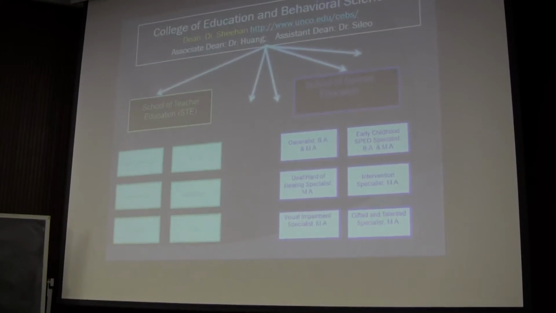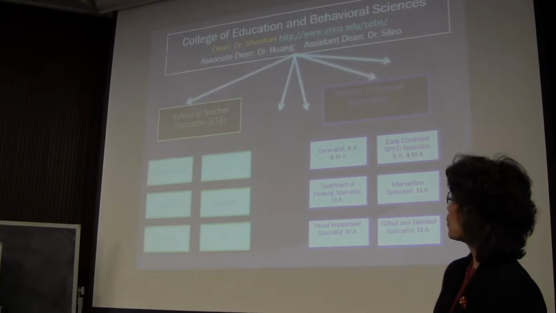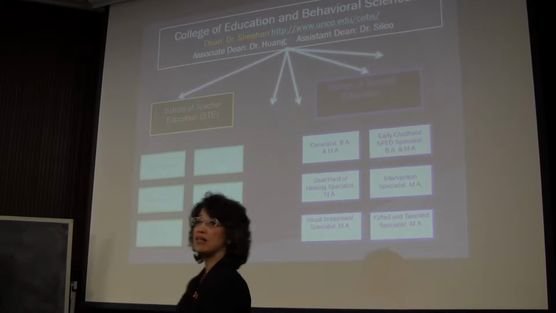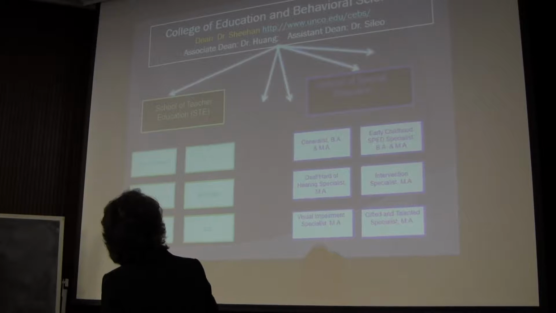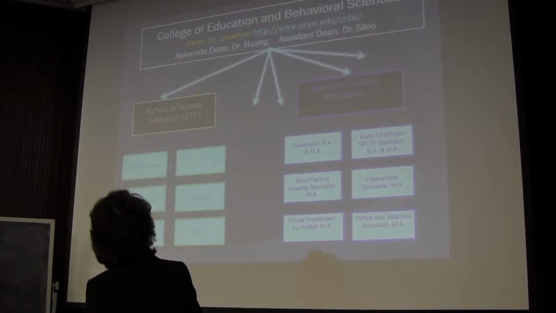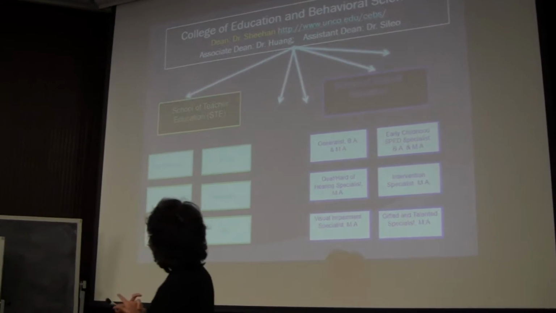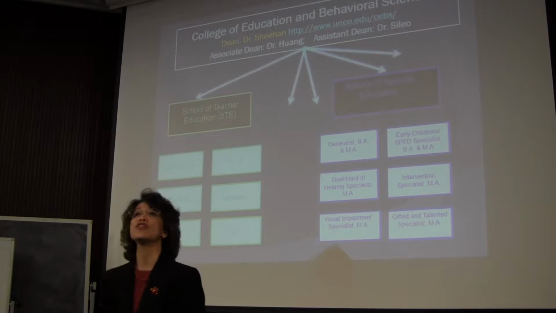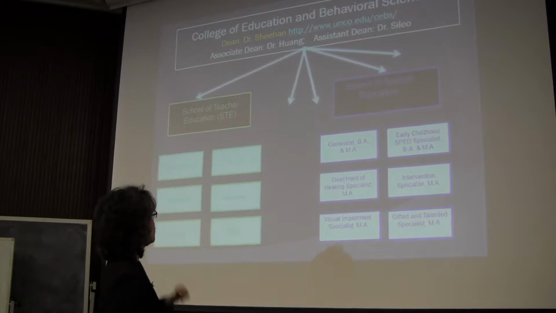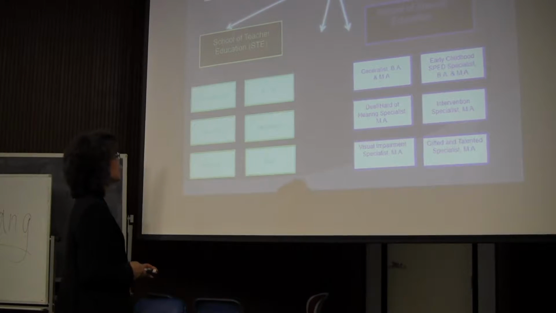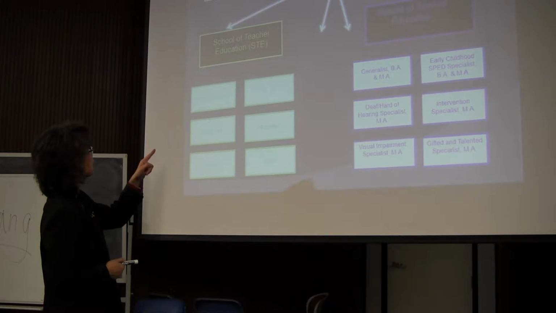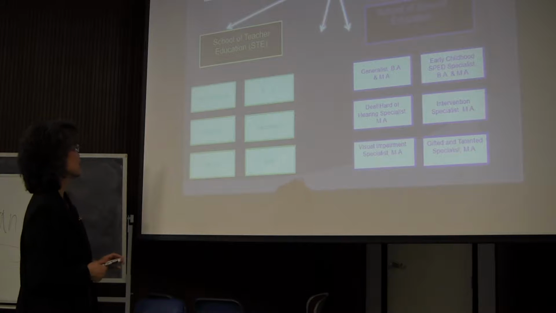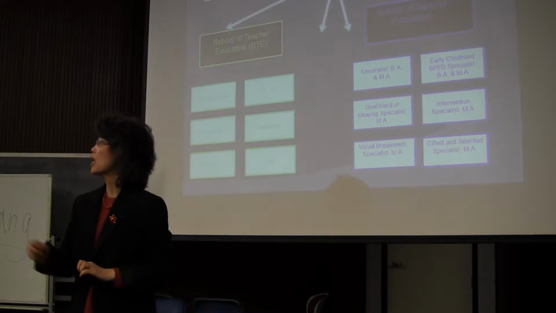This is the basic structure of our college. As you can see, we have the School of Teacher Education, where I'm the director. And we also have the School of Special Education. Under teacher education, we have early childhood education, K-12 education, elementary education, and secondary education. And then in special education, where's the bachelor's degree? Right here, early childhood special education specialist.